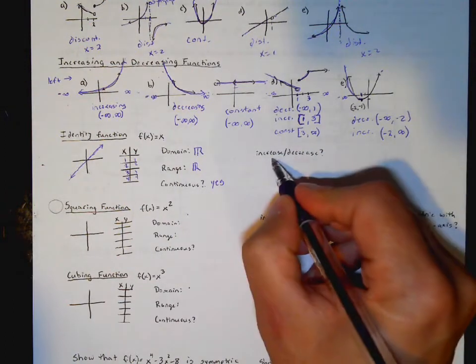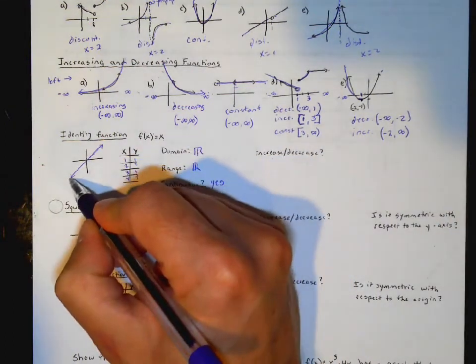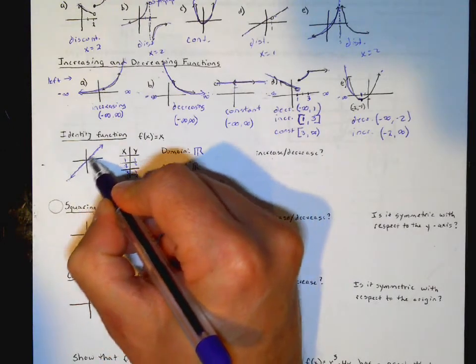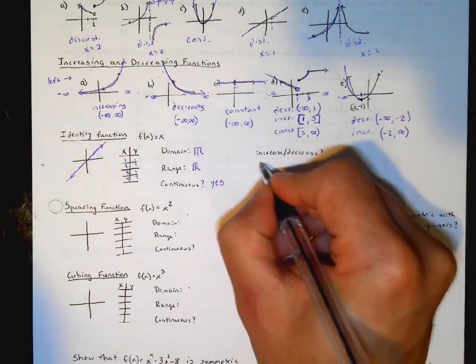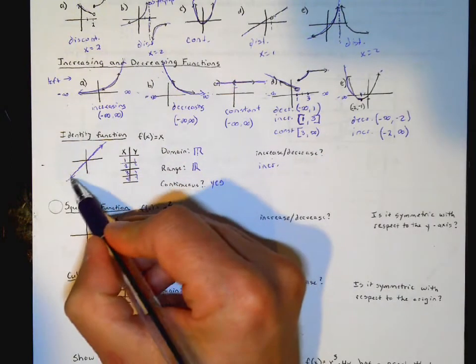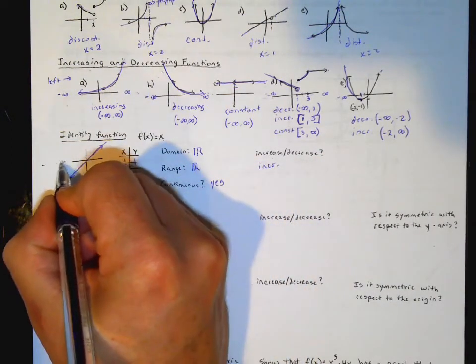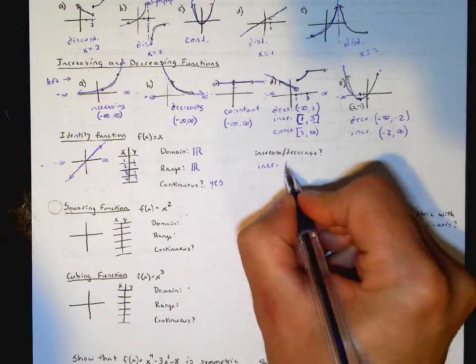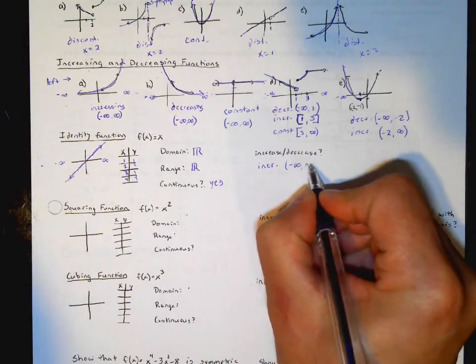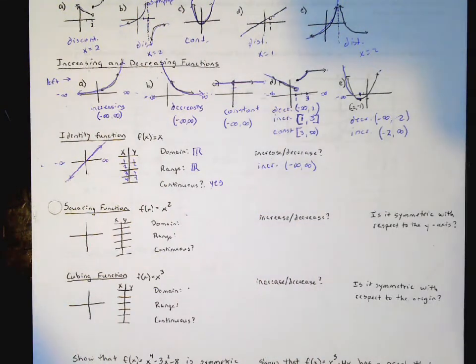And is it increasing or decreasing? Okay, so if I put my pencil on the left side and draw it, it is increasing. And it's increasing the whole time, all the way from negative infinity up through positive infinity. The whole time it is increasing, never decreasing or stopping.